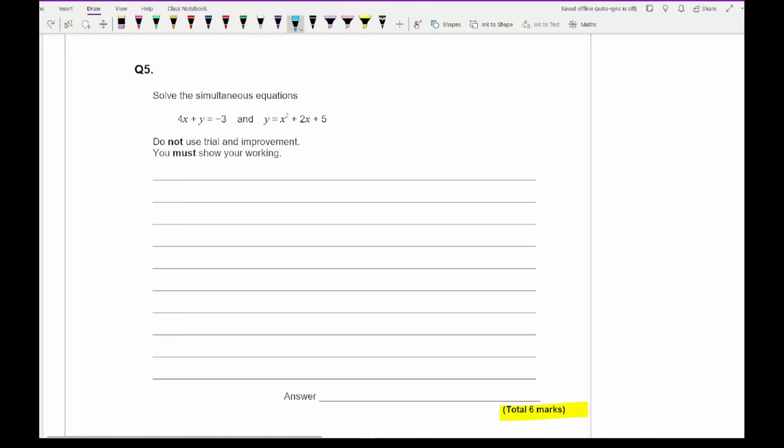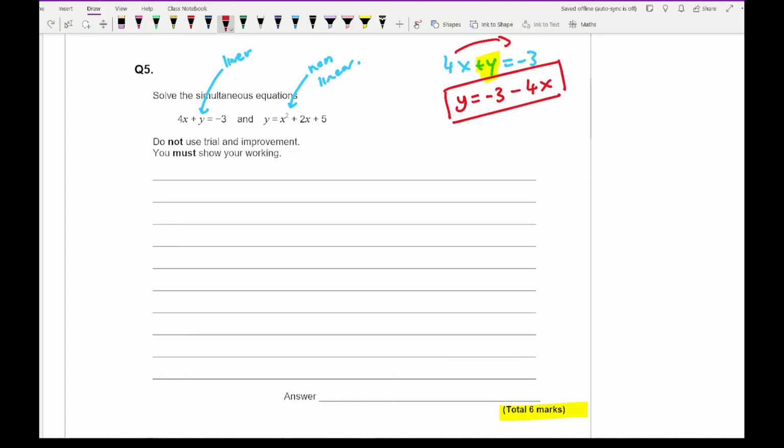So from this, we know that this here is our linear equation, and this here is our non-linear equation. So looking at 4x plus y equals minus 3, I need to decide which letter I'm going to choose. You want to go for the one that is single already. So here I've got a single y, so I'm going to make y the subject. How do I do that? I take the 4x over to the other side. So I end up with y equals minus 3 minus 4x, which does not look nice at all, but this is why the question is worth 6 marks.